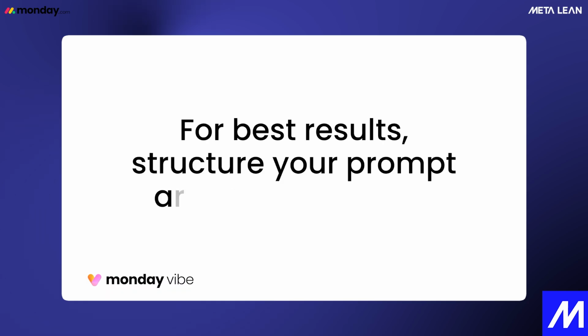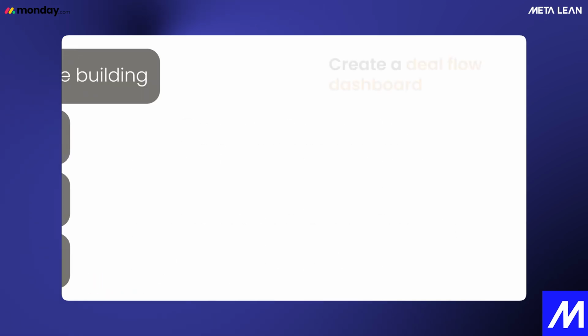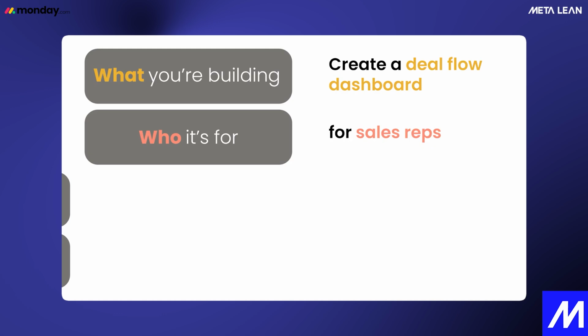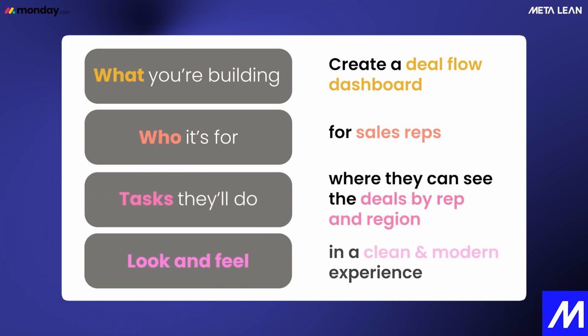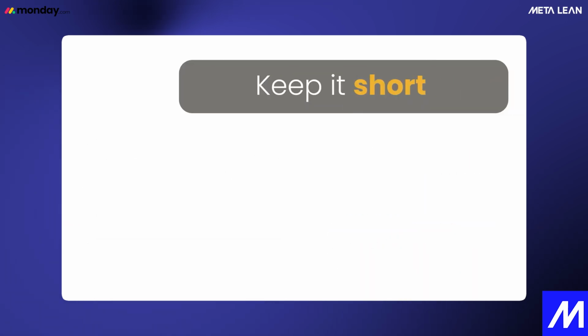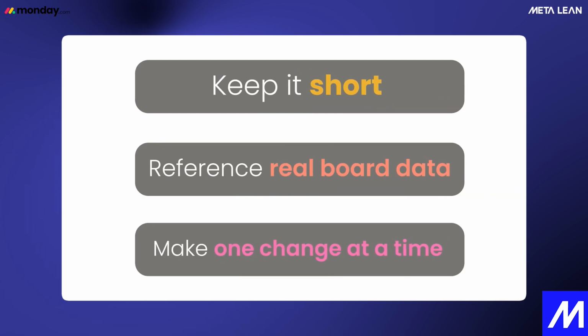For best results, structure your prompt around 4 things: what you're building, who it's for, the tasks they'll do, and the look and feel you want. And a couple more things. Keep it short. Reference real board data and make one change at a time.